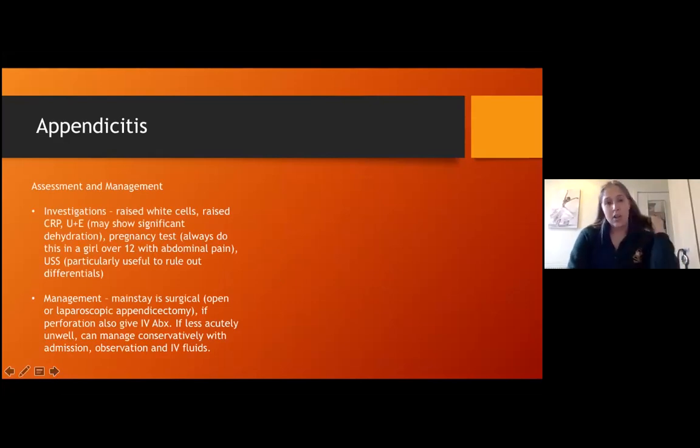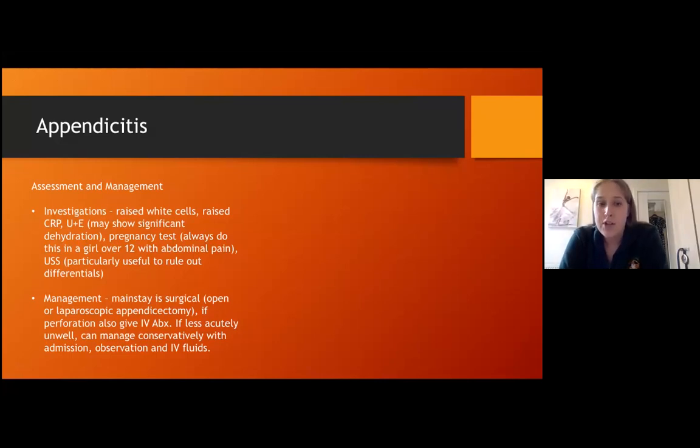So in terms of blood, you're going to look for raised white cells, a raised CRP, so your inflammatory markers, and the U&E may show significant dehydration. You should always do pregnancy tests in a girl of pubertal age, so over about 12. And an ultrasound doesn't necessarily diagnose appendicitis, but it might rule out any differentials you're thinking of. The management is mainly surgical. So an open or a laparoscopic appendicectomy, so just removal of the inflamed appendix.